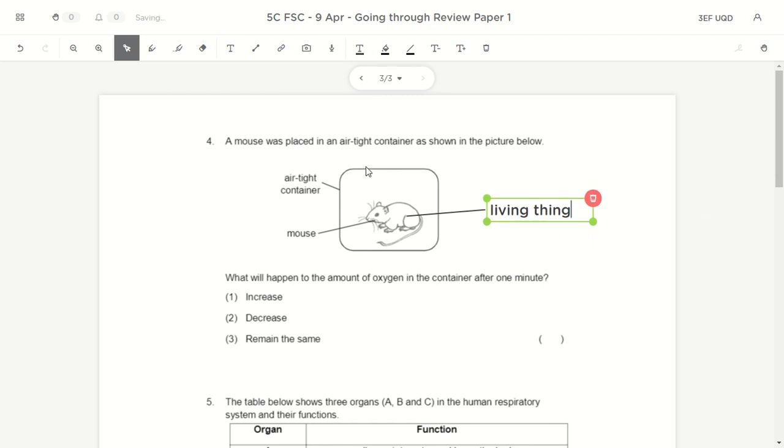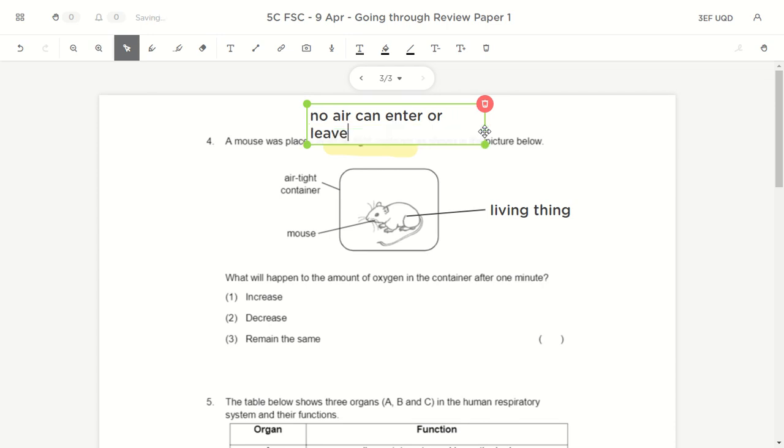Okay, it is in an airtight container. That means, what does it mean by airtight container? Airtight container means no air can enter or leave. Sometimes it's like the Tupperware or the lunchbox that you have. It is airtight. That means the air inside cannot enter, the air inside also cannot leave the container.